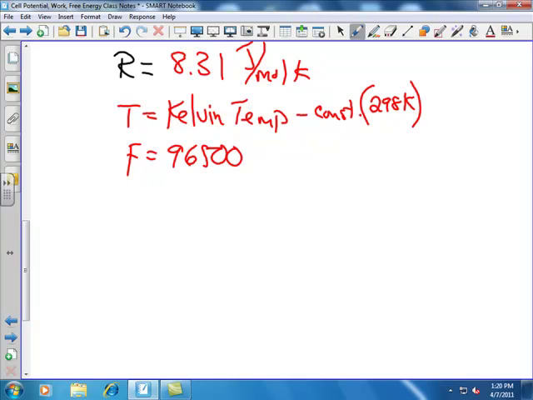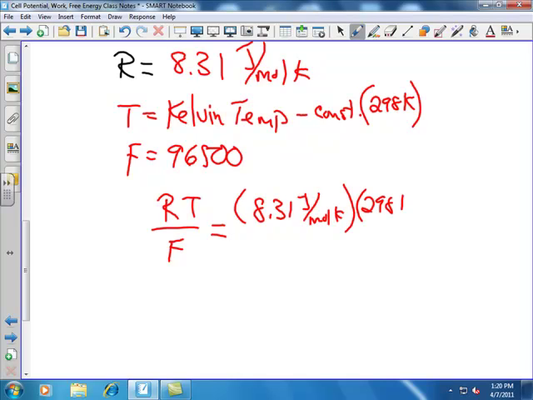There you go. Good. So let's take RT divided by F and find out what that would be. So 8.31 joules per mole Kelvin times 298 Kelvin divided by 96.5 coulombs per mole. 0.0257.